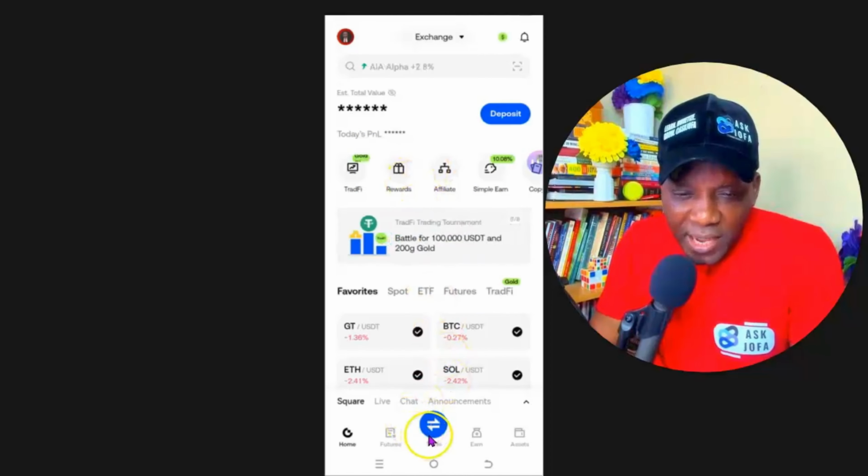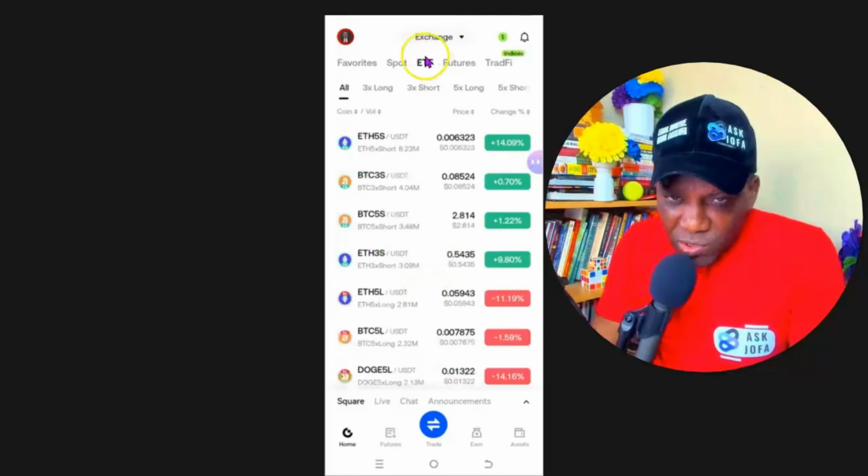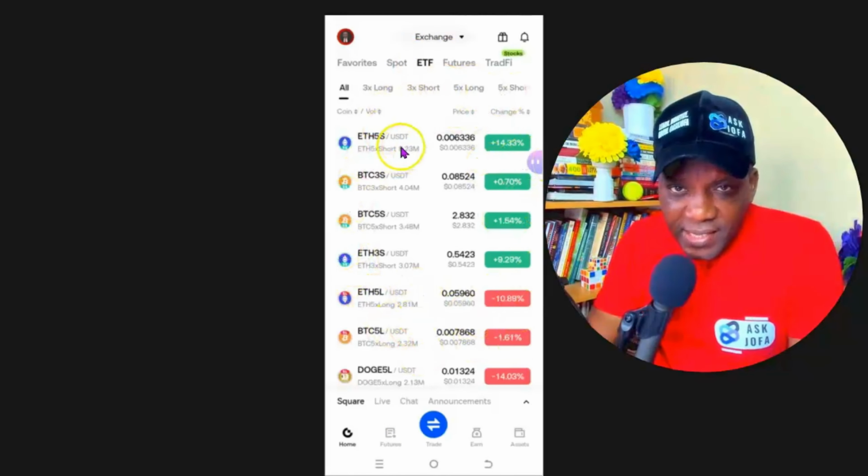To do that, you tap Trade. You are going to see this line. You can see ETF. You tap ETF. So this is the Gate Exchange ETF page, and you can see a list of Gate ETF assets.